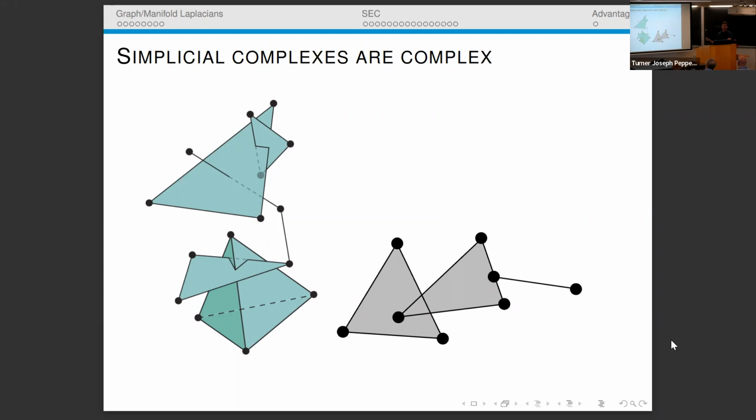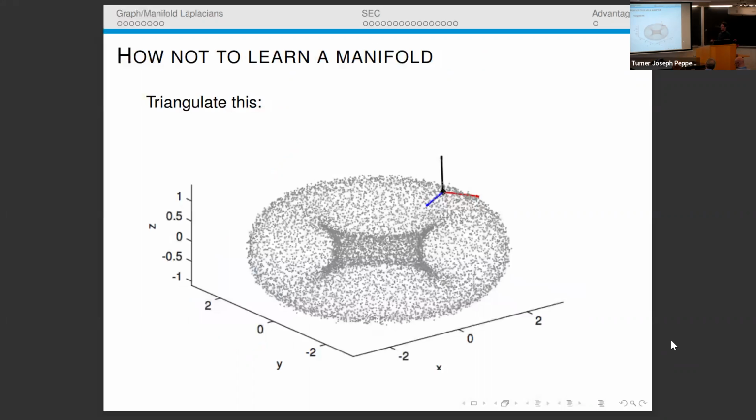So nothing against simplicial complexes. If you can build one, that is a beautiful data structure. But they are very difficult to build, especially from noisy data sets like this. Try triangulating. This is a very nice data set, just a torus, very finely sampled with just a little bit of noise. Very hard to build a simplicial complex. I've tried.